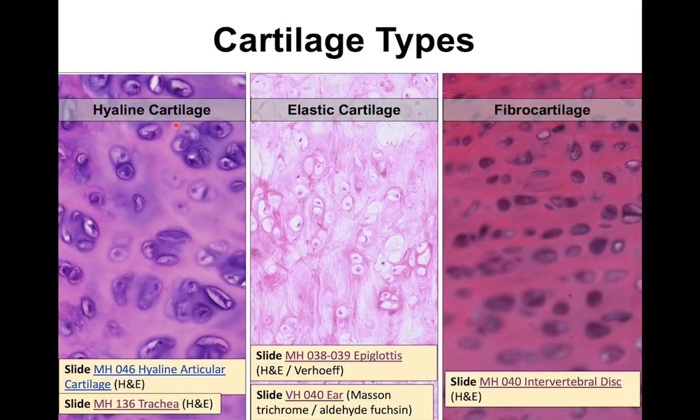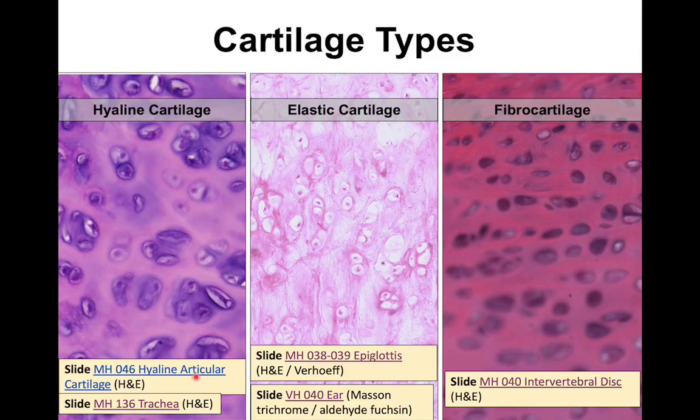When you see the matrix of hyaline cartilage, it's homogeneous. In a fresh section, it has a glassy appearance. That's why it's known as hyaline cartilage. And the chondrocytes are found in groups. With the exception of articular cartilage, all hyaline cartilages are externally surrounded by perichondrium, but articular cartilage lacks perichondrium.